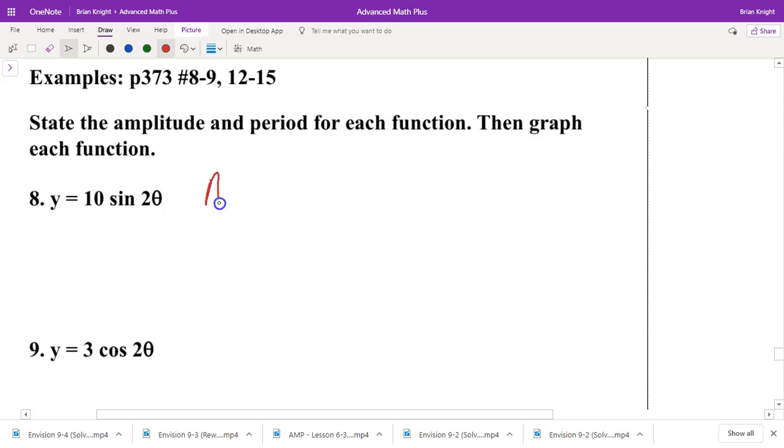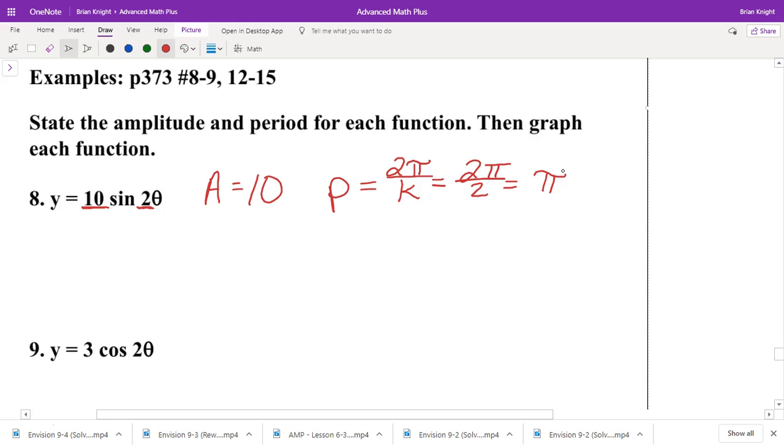All right, so like I said earlier, the amplitude is easy. What is the amplitude? 10. Right there, it's just that number in front. My period is 2 pi divided by k. What is k in number 8? 2. Okay, 2 theta. The k is whatever's in front of the angle. So 2 pi divided by 2 is pi. The 2's just canceled.